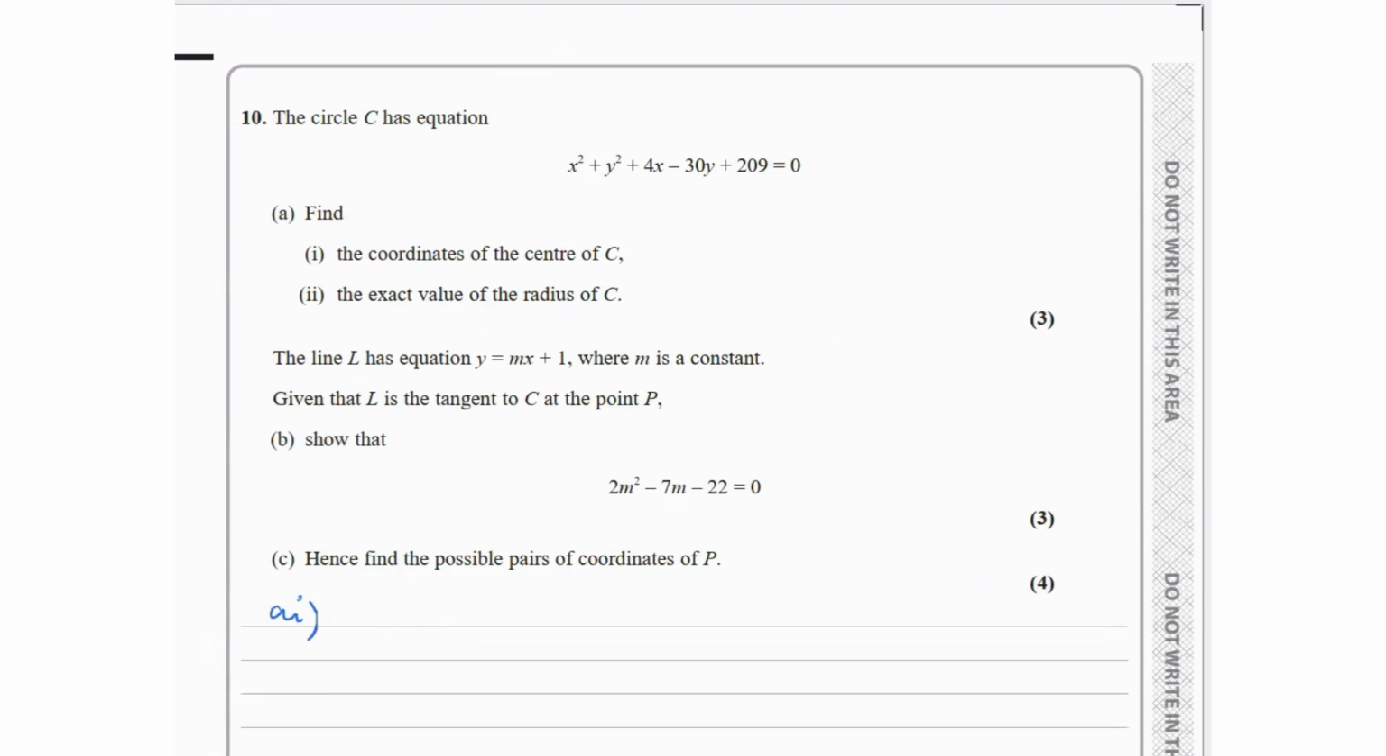Let's rewrite the equation. x squared plus 4x plus y squared minus 30y equals negative 209. x squared plus 4x plus 2 squared minus 2 squared, and then for y it's going to be y squared minus 30y plus 15 squared minus 15 squared, equals negative 209.